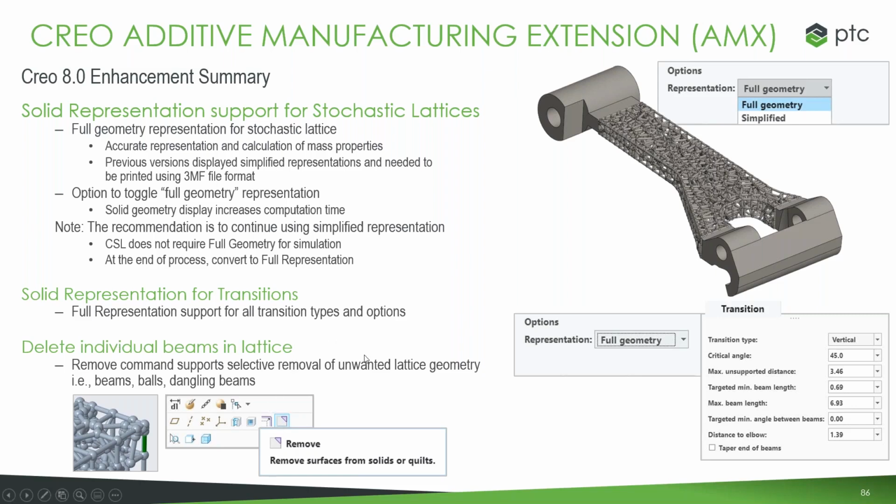We also have the ability to individually delete individual beams inside the lattice. So if you've got your weird, wonderful shapes, there might be certain areas where you just don't quite like what it's built. You can go in there and use the remove feature to individually take those out.